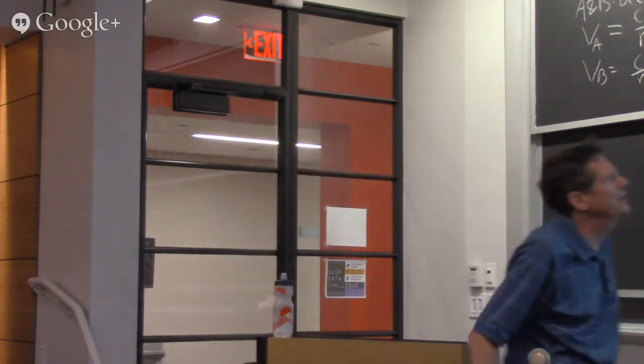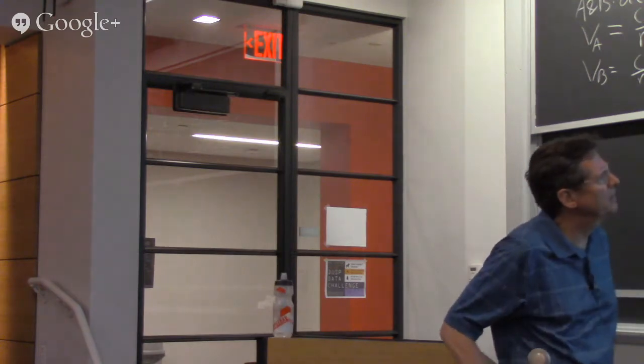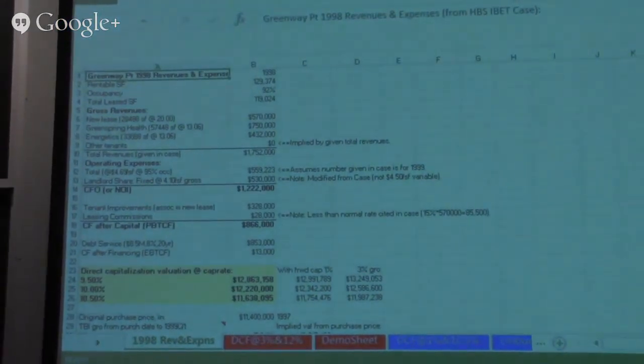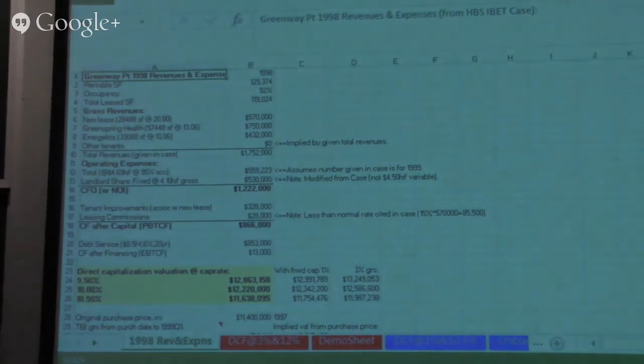So Greenway is this R&D building, the kind of building that we talked about in the Milpitas example right at the beginning of the course, in Columbia, Maryland. If you do a back of envelope direct capitalization, the case gives you typical cap rates for industrial properties and for office properties. It doesn't give you cap rates for R&D properties. But R&D properties are kind of like a hybrid or a blend of industrial and office properties.